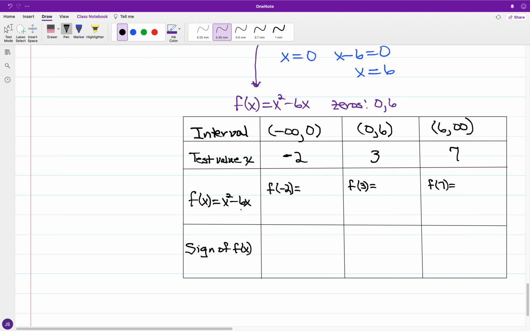Okay, so we have f of -2. So we're going to have the square of -2 minus 6 times -2. And so we're going to have -2 squared is going to be 4. -6 times -2 is going to be a positive 12. And so for this output, that is going to be a positive 16.